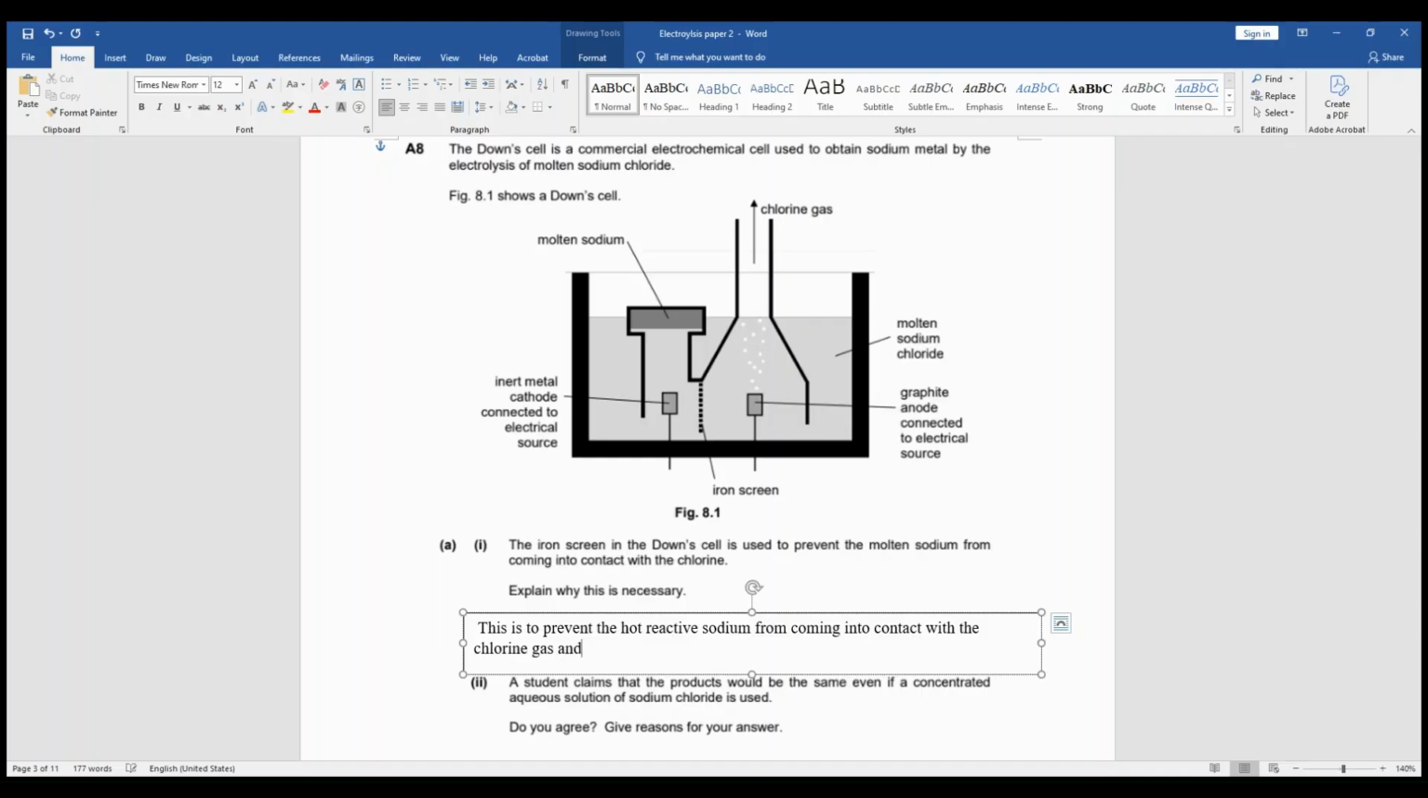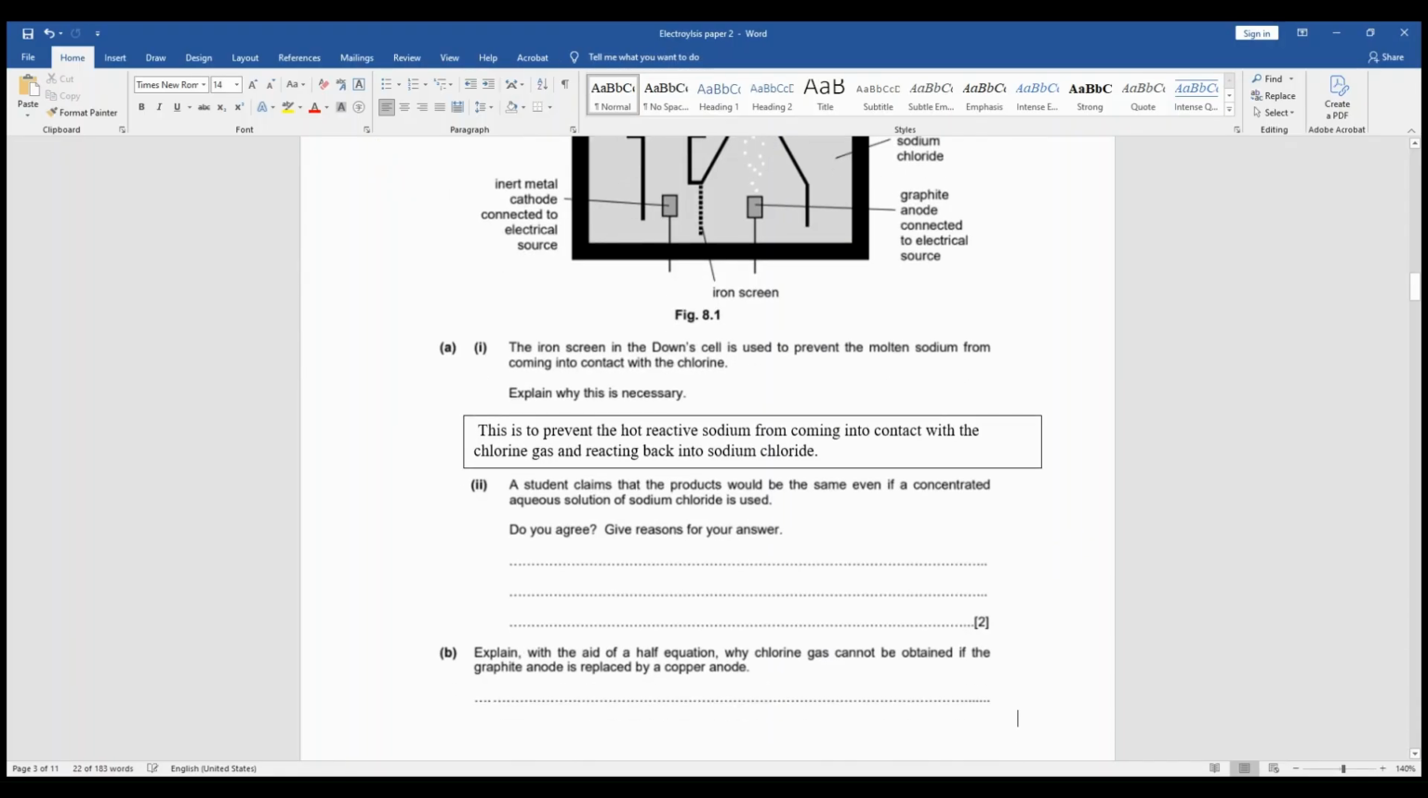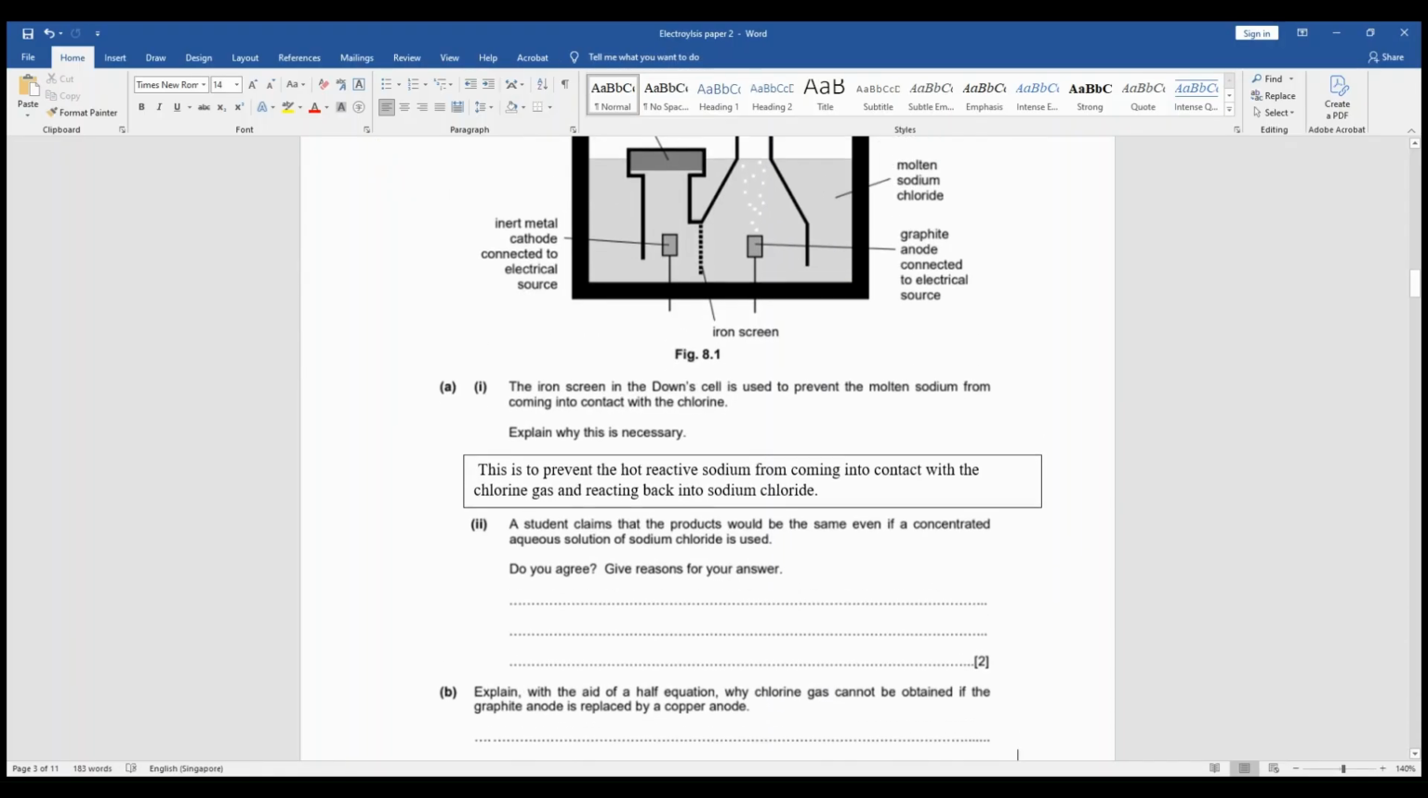Reacting back into sodium chloride. That's the only answer, frankly. Anything else, at this level, we wouldn't know. So this is just inferring the answers, okay?